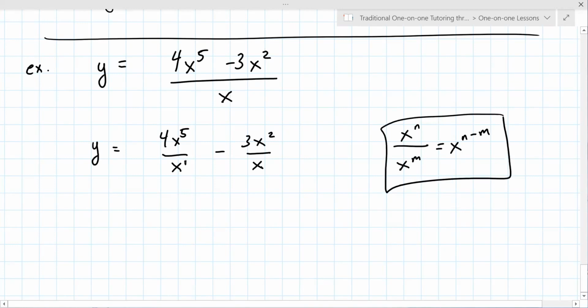And this is not calculus yet. This is just pre-calculus or college algebra. So 5 minus 1 is 4. This becomes 4x to the 4th. And this becomes minus 3x to the 1. Okay, and that's this step here. Now comes the calculus, the derivative step.